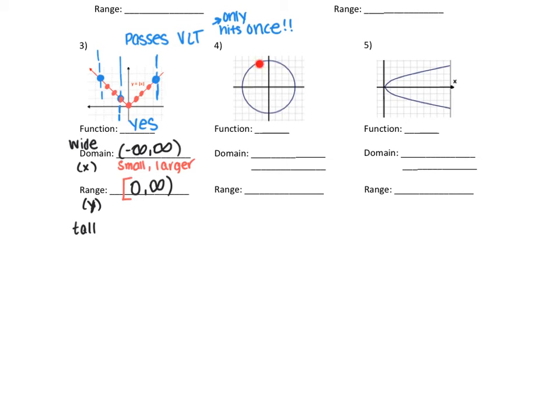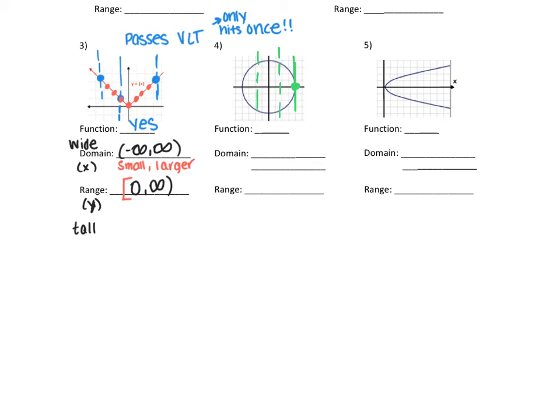All right, let's look at number 4. So here's number 4. It's a circle. I want to know, is it a function? So let's do the same thing as we did in number 3. Let's draw a vertical line, any vertical line. So I could draw this one, I could draw this one. I could even draw this one down here, which is tangent to it.